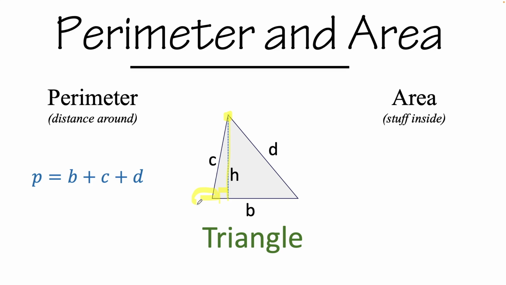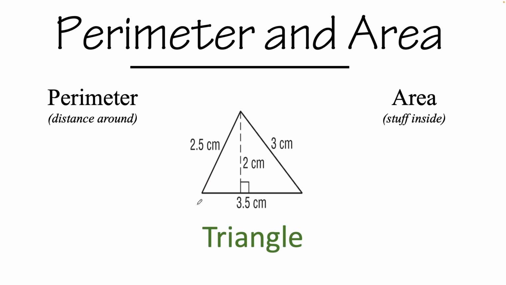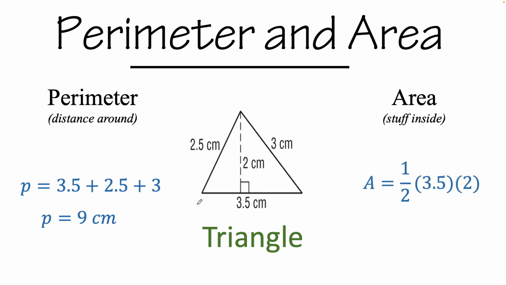And the formula for the area of a triangle is 1/2 base times height. So we'll practice with this one. The perimeter is just adding all the sides. So 3.5 plus 2.5 plus 3, it's 9 centimeters to go around it. And then inside, we're going to use 1/2 base times height.